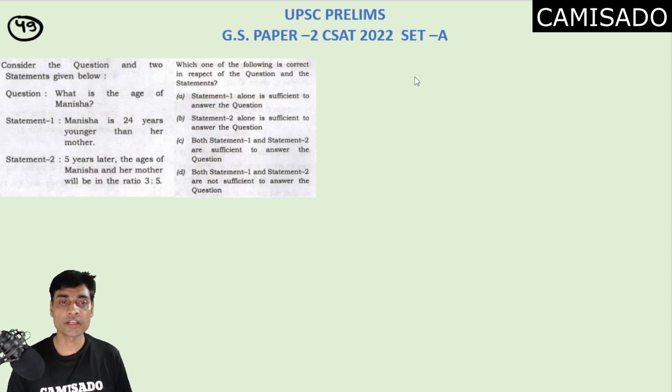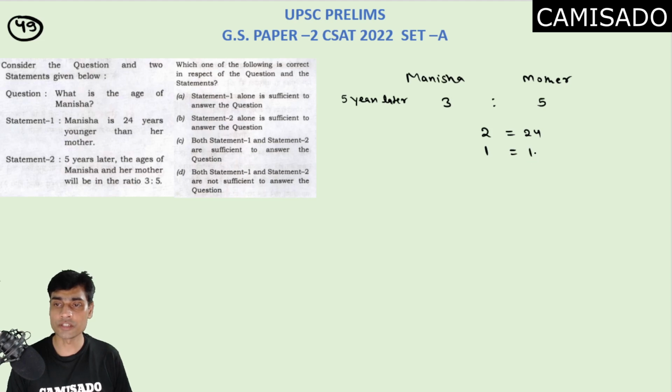Now what is the age of Manisha? Now the age of Manisha and her mother. Now it is given that 5 years later, the ratio of their ages is 3:5. So the difference in ratio is 2, and the actual difference between the ages is 24. For the ratio of 2, the difference is 24. For the ratio of 1, the difference is 12. So basically the ages will be 3 into 12, 36 for Manisha, and 5 into 12, 60 years for her mother.